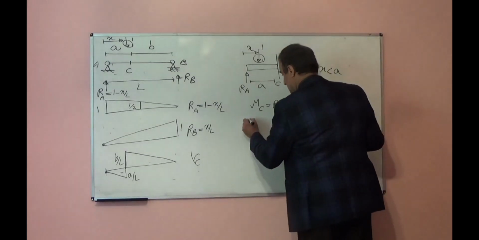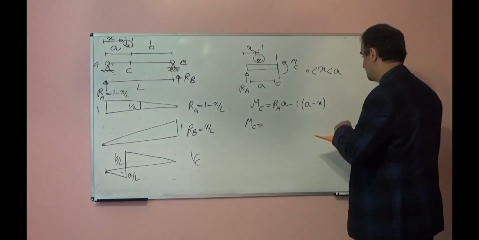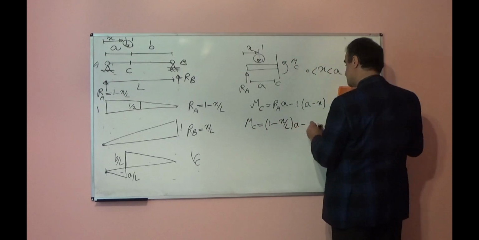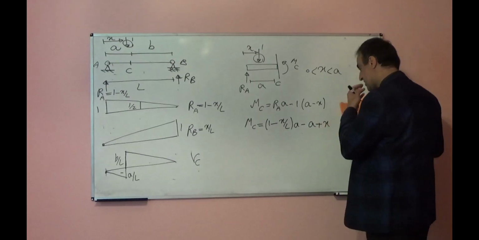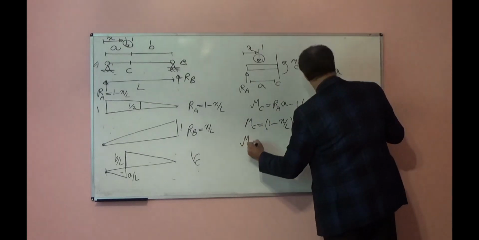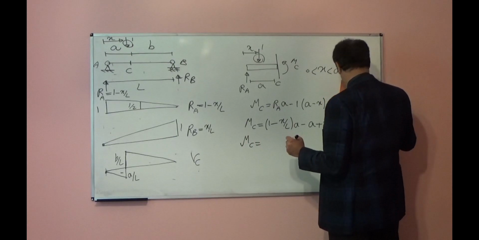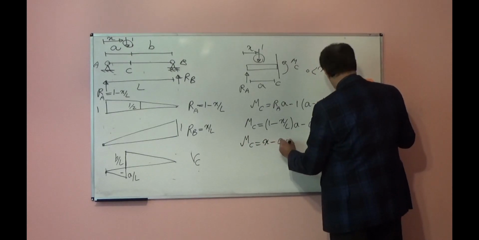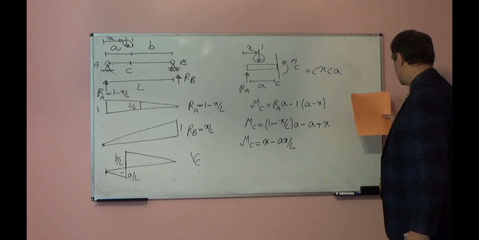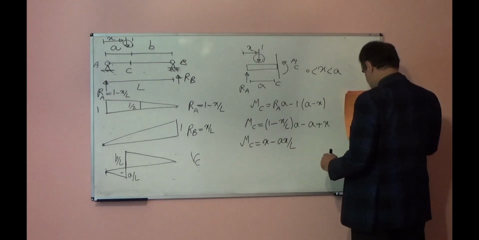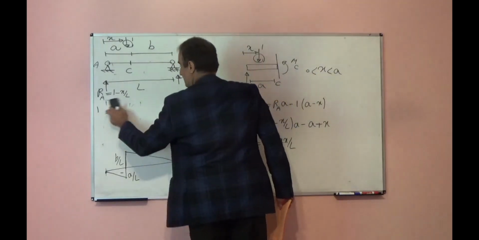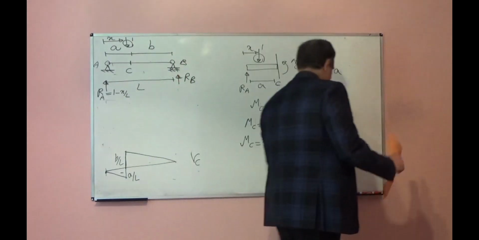From here, MC will be equal to RA, you will plug in 1 minus X over L, times A minus A plus X. So you can simplify this. From here you can write MC is equal to X minus AX over L. And here, if I show the influence line, let me remove this because I don't need it anymore. Influence line for moment at point C.